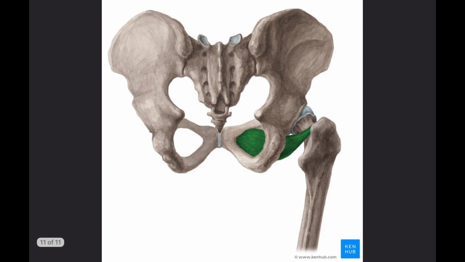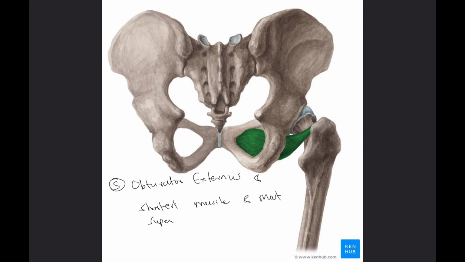The next muscle which we are going to see, the fifth muscle, is Obturator externus, and it is the shortest muscle and the most superficially placed muscle in the adductor group.